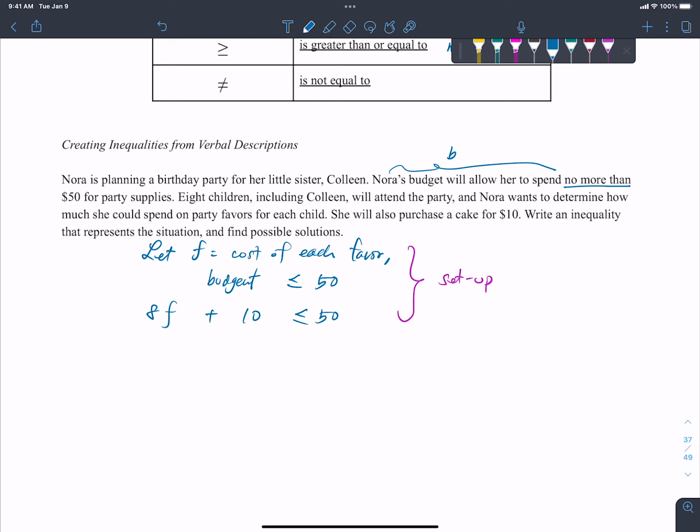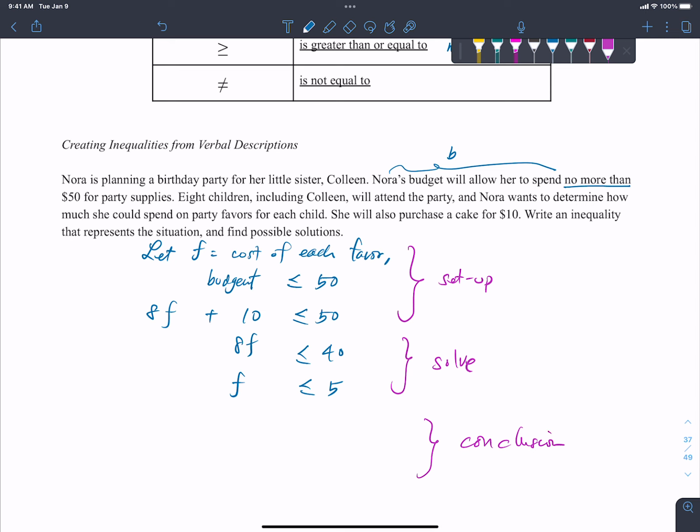We subtract 10 from both sides, so the 8f is less than or equal to 40. Divide 8 by both sides, so the f is less than or equal to 5. So what that tells us is that the cost of the favor, because f is what? Cost of each favor, has to be less than or equal to, or no more than, $5. So that right there was a solve, right? So we solved it. And then we have to write the conclusion over here, guys.